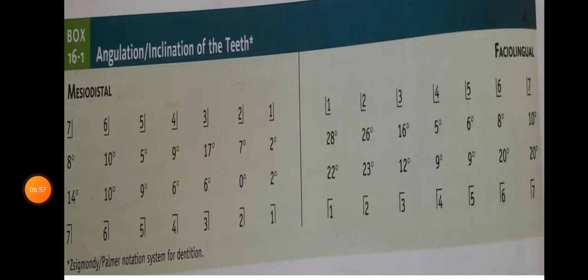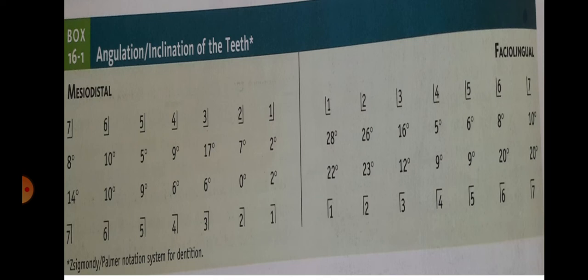This is Box 16.1 showing the angulation or inclination of the teeth. The left side is mesiodistal inclination and the right side is faciolingual inclination. Right? The mesiodistal angulation or inclination for the upper right second molar is 8 degrees.